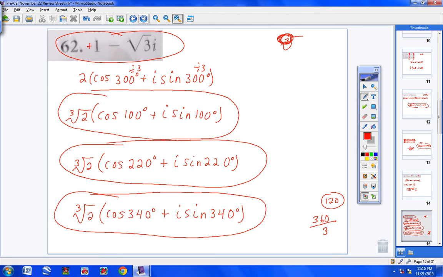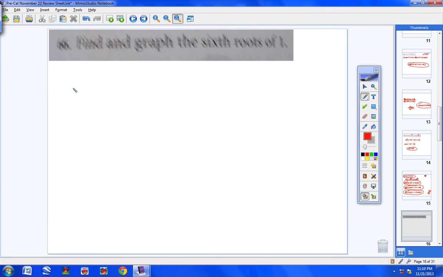And let's take a look at our next problem. And I think I'll do this one here and then take a break and do the other 15 after I've taken a break, okay? Find and graph the 6 roots of, I know this is really blurry, but I never feel bad about that because you can look in your book if you need to. And it says find and graph the 6 roots of 1.